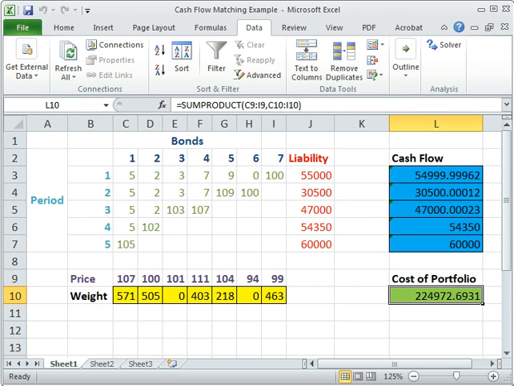$224,972.69. So that was cash flow matching a portfolio to a set of liabilities in under 10 minutes.